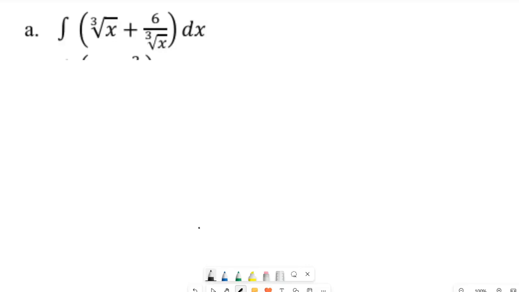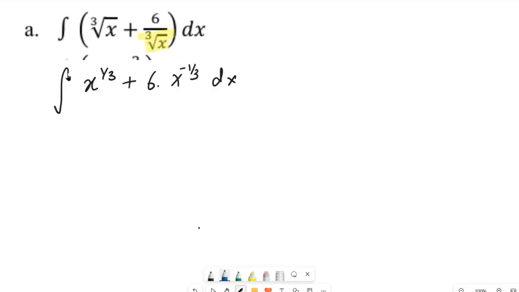Here we are doing some integral problems. This one is the integral of cube root of x plus 6 divided by cube root of x with respect to x. So we can write it as x to the power 1/3 plus 6 times x to the power negative 1/3. Because x to the power 1/3 is in the denominator, it can come up and become negative.